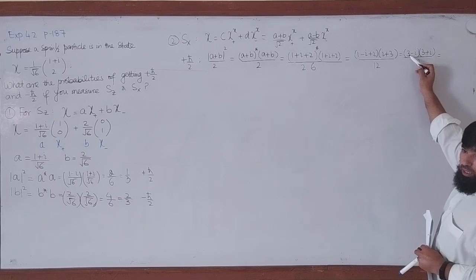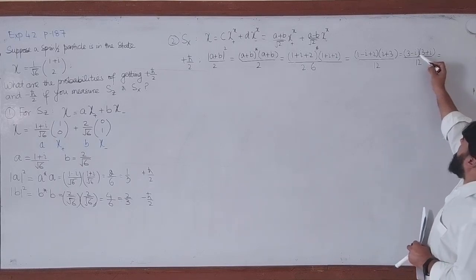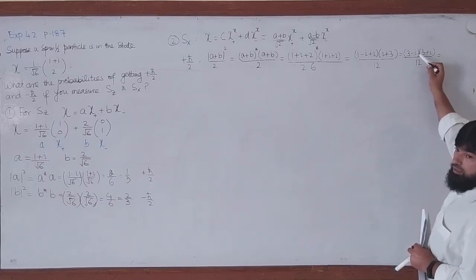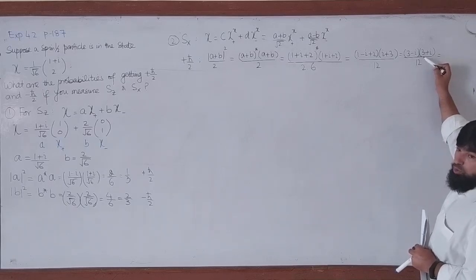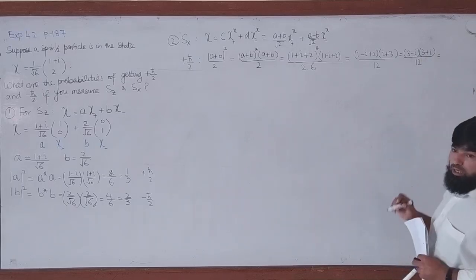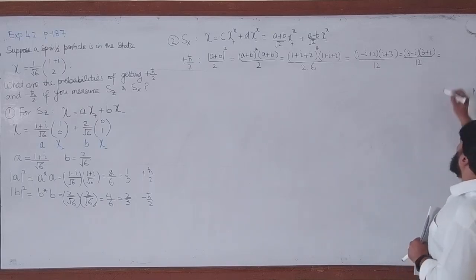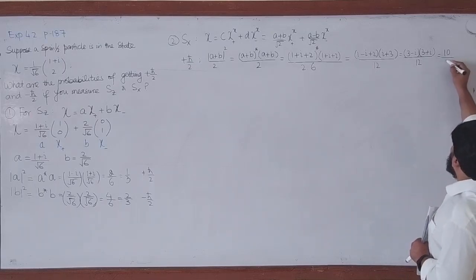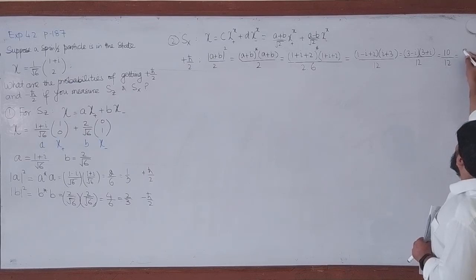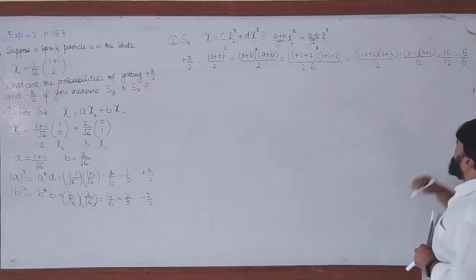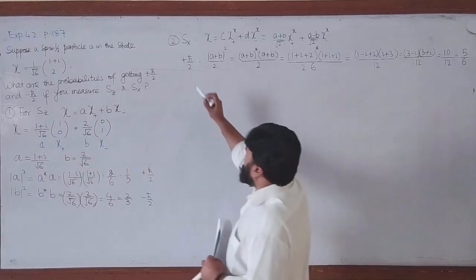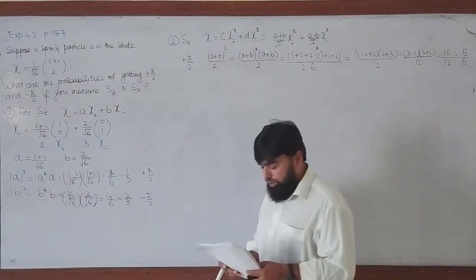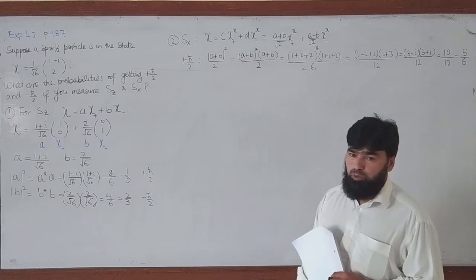3 square, 9, minus, and minus 1 plus 1. So 9 plus 1, 10 by 12. And this is 5 by 6. So 5 by 6 is the probability of getting plus h bar over 2.